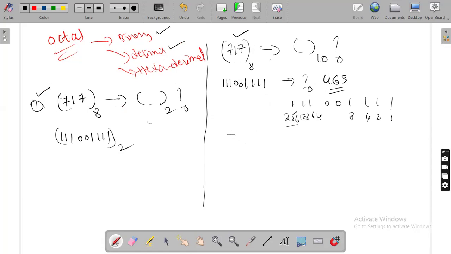Now octal to hexadecimal. Consider 717 is an octal number and you have to convert this into hexadecimal. What is the question meaning here? Octal style to hexadecimal style. What is the octal style? Dividing each digit in 3-bit format. What is hexadecimal style? Dividing each digit as a 4-bit format. But you have to write the octal style first. So octal style is: 7 means 111, 1 means 001, 7 means 111.